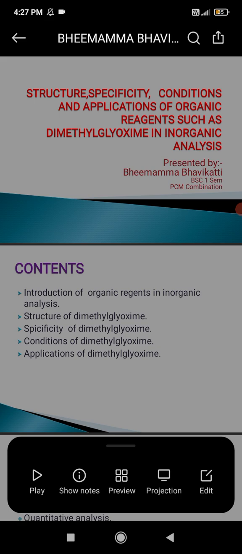I will explain our topic, that is structure, specificity, conditions and applications of organic reagents such as dimethylglyoxime in inorganic analysis. The content includes the introduction of organic reagents in inorganic analysis, structure of dimethylglyoxime, specificity of dimethylglyoxime, conditions for dimethylglyoxime, and applications of dimethylglyoxime.